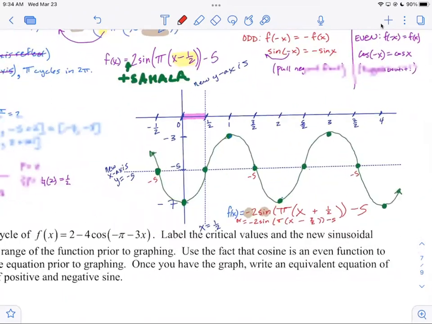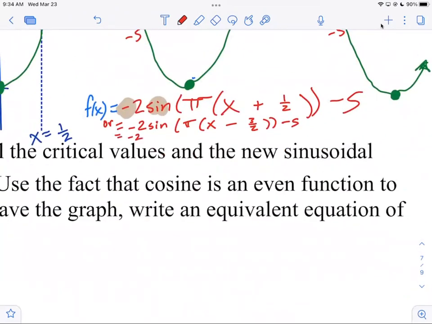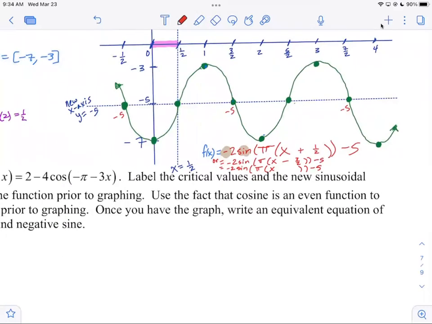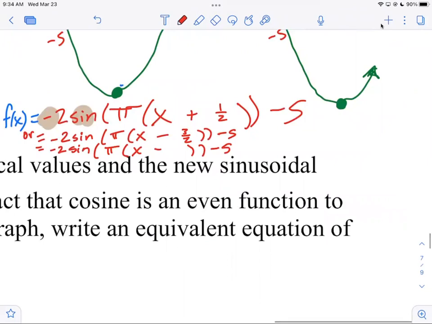Because it's inside. Or the last one, -2 sine of pi times x plus or minus something, something minus 5. If I wanted to get way over there to 7/2, it would be minus 7/2.